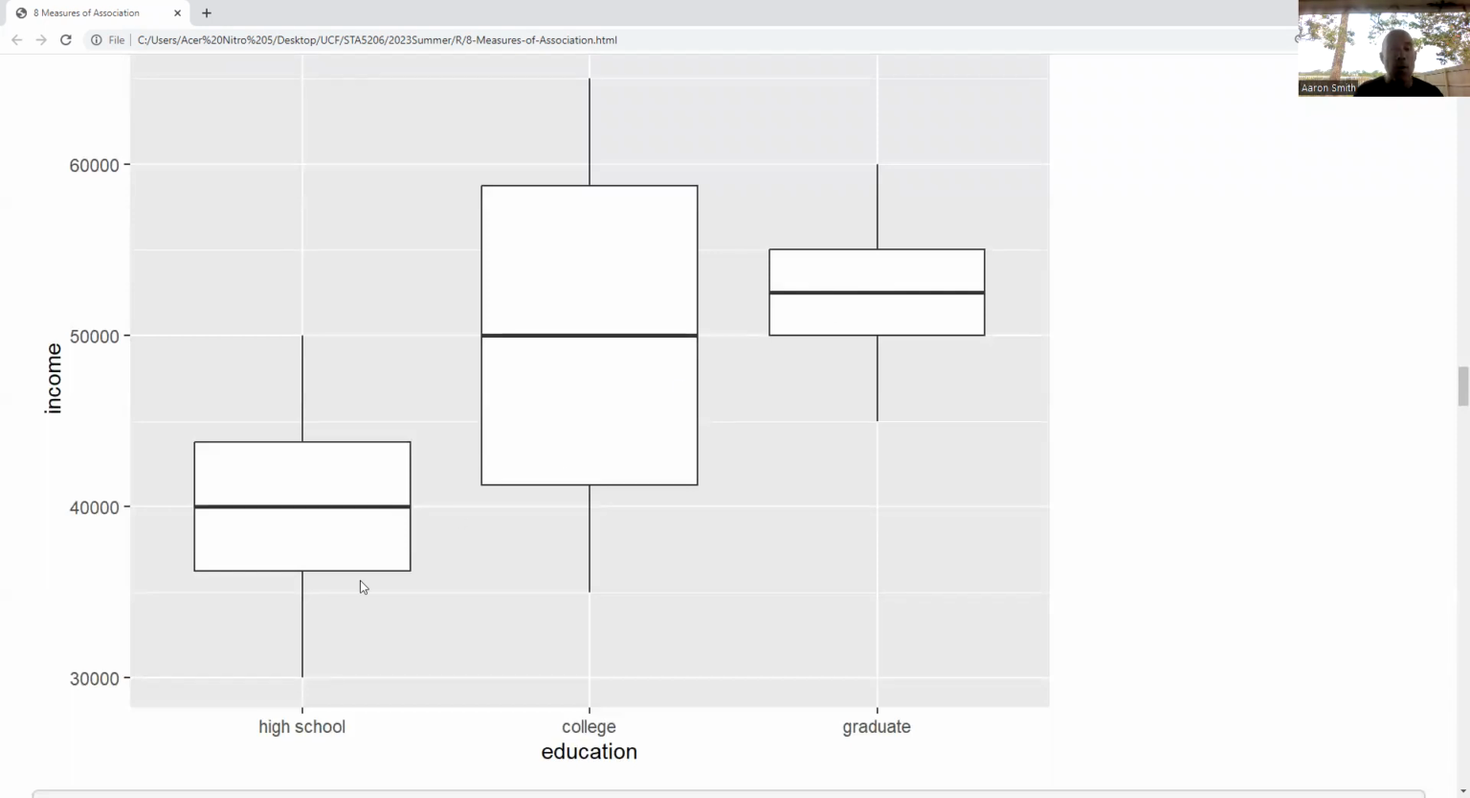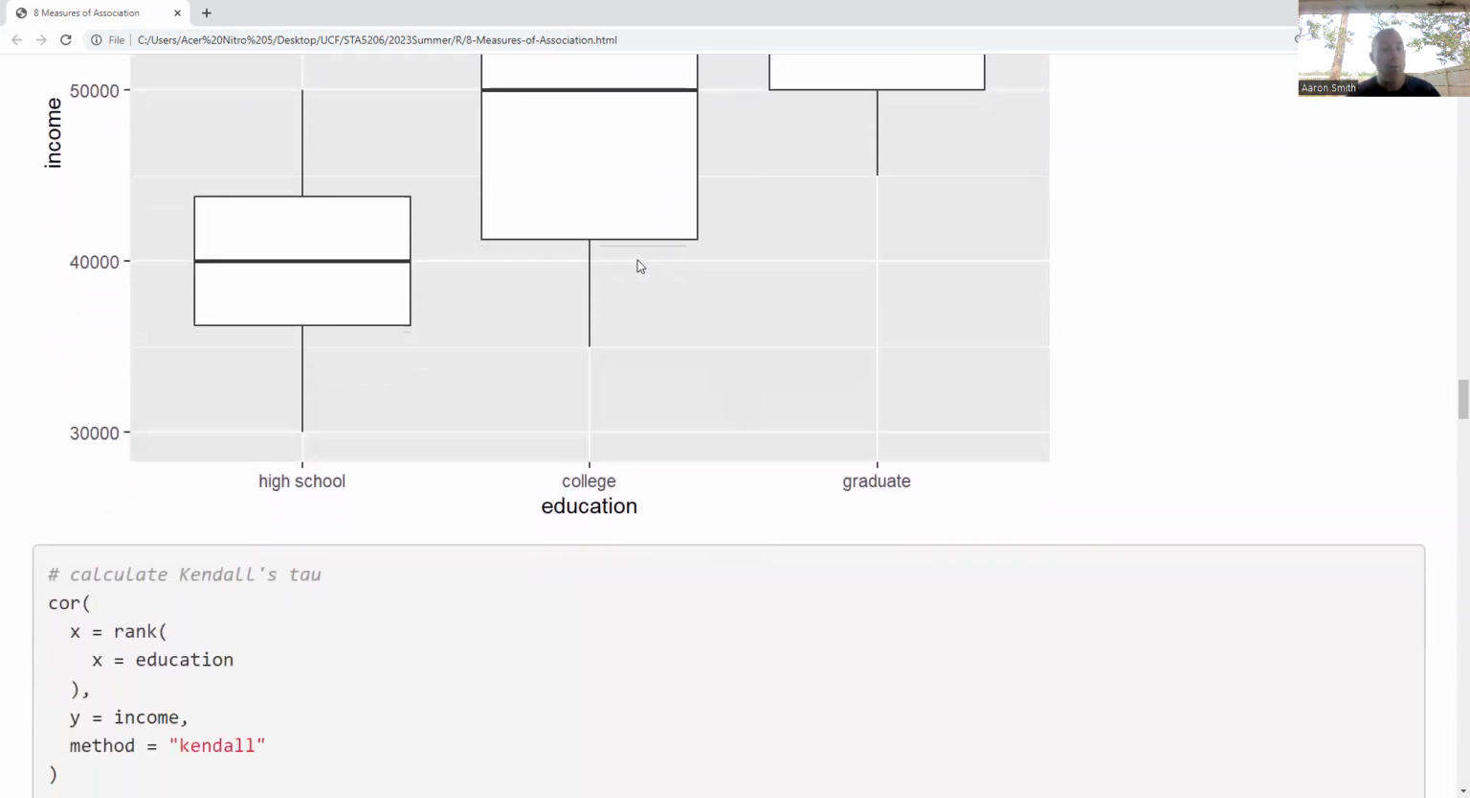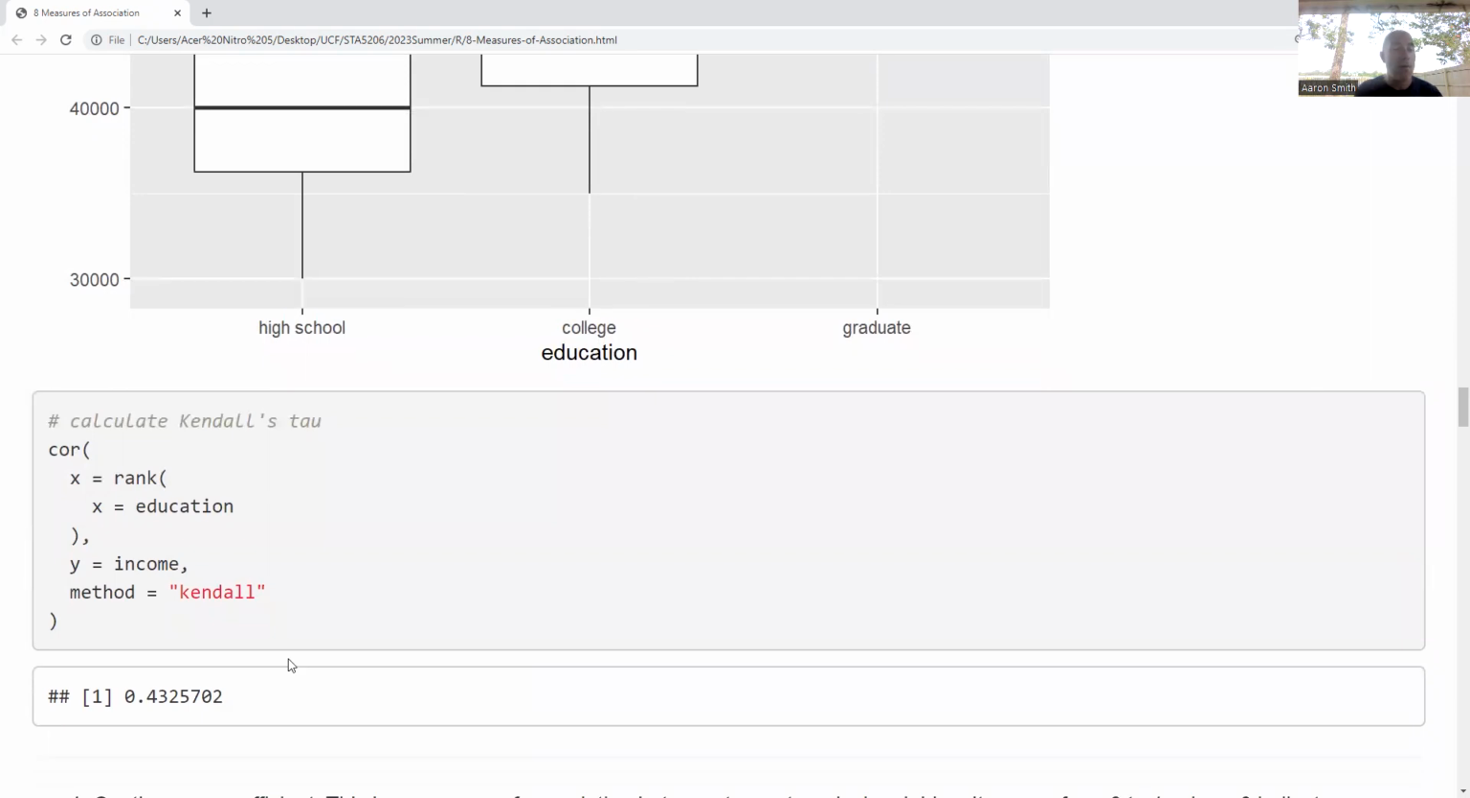All right, but we can see that there is an increasing trend overall, but it's not a perfect increasing trend. Kendall's tau gives us a 0.43. So it's positive. So we see that as one goes up, we expect the other one to go up also, but it's not as strong of a relationship as what we would see elsewhere.